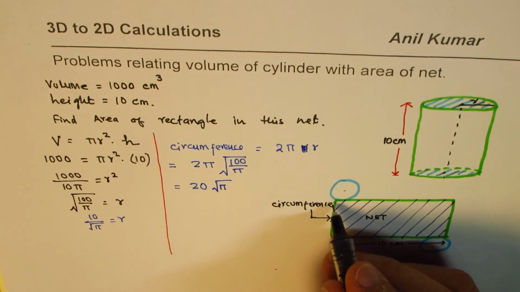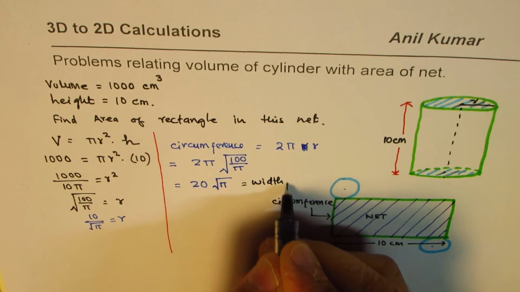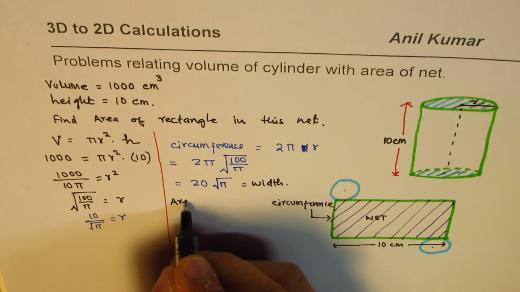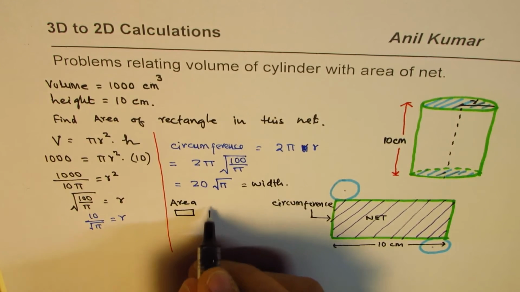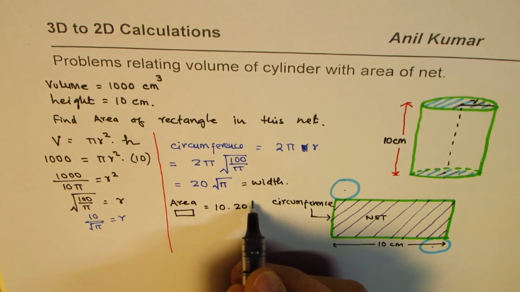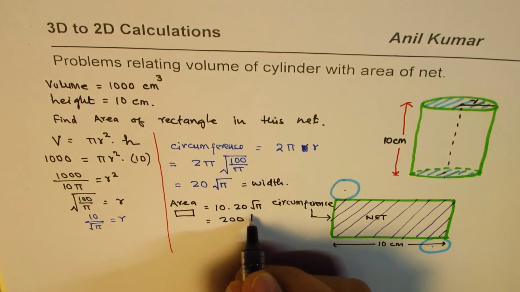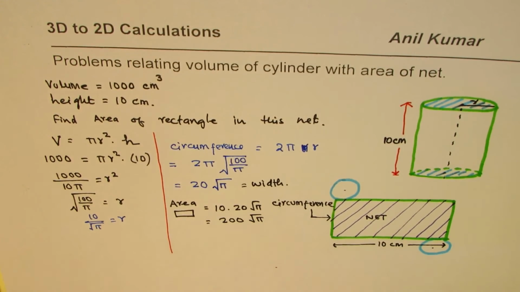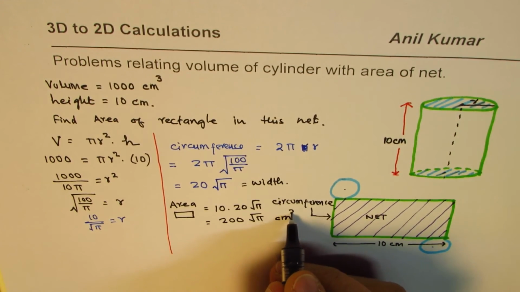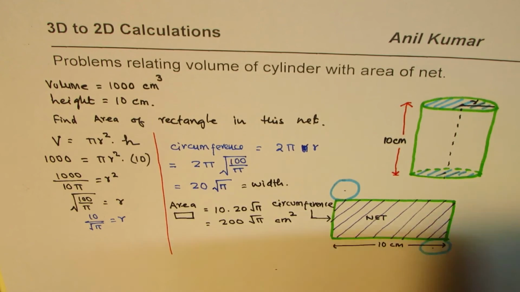This circumference is actually the width of the rectangle. So this is the width. We know the length is 10 centimeters, and therefore the area of this rectangular piece equals 10 times 20 square root pi, which equals 200 square root pi. Do you see that? So that becomes the answer, and the area of course will be in centimeters square.